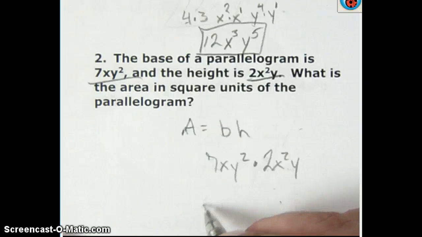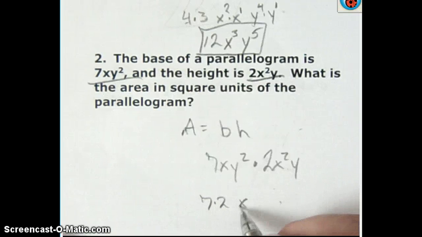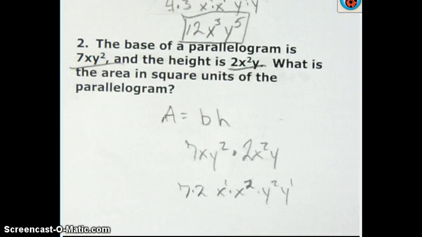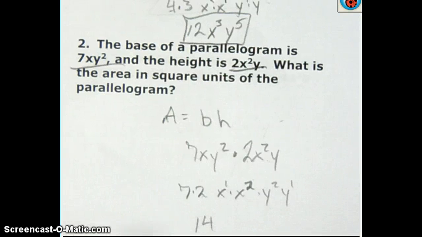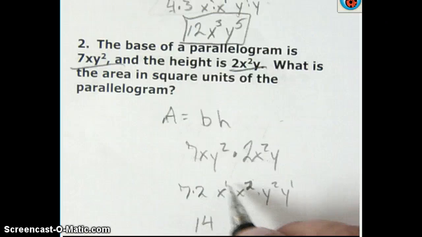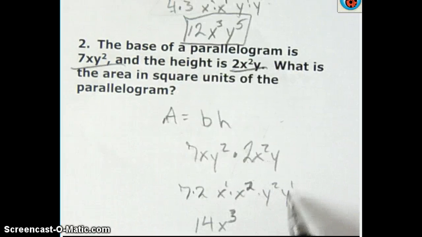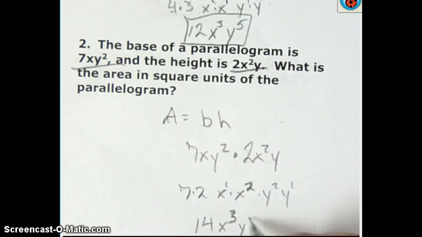So we put them all together. 7 and 2, those are my coefficients. I've got an x times x squared for my x powers, and then my y powers are y squared and y. So I have those same imaginary 1s there. And again, I'm at my multiply rule, so E-man says to add our exponents. 7 and 2 aren't exponents, though. We just multiply those out. That's 14. X to the 1 and x to the 2, x to the 1 plus 2, that's going to give me x to the 3. And same thing for y. Y to the 2 times y to the 1 is y to the 2 plus 1, which is 3.